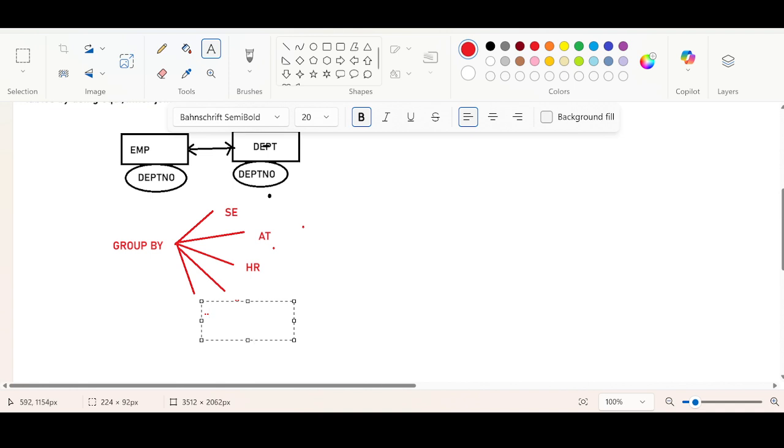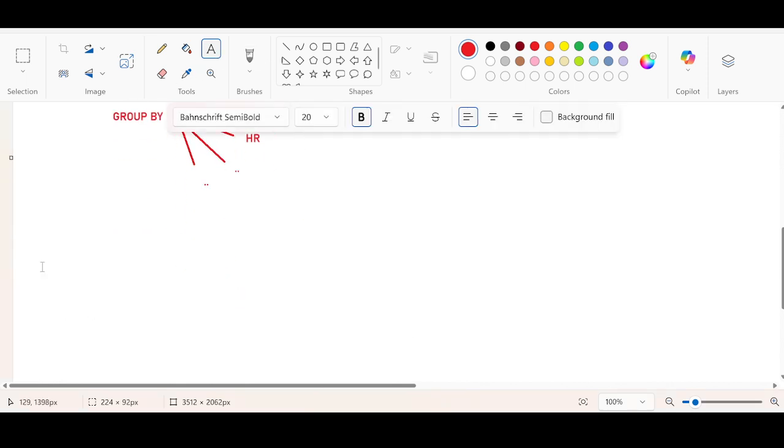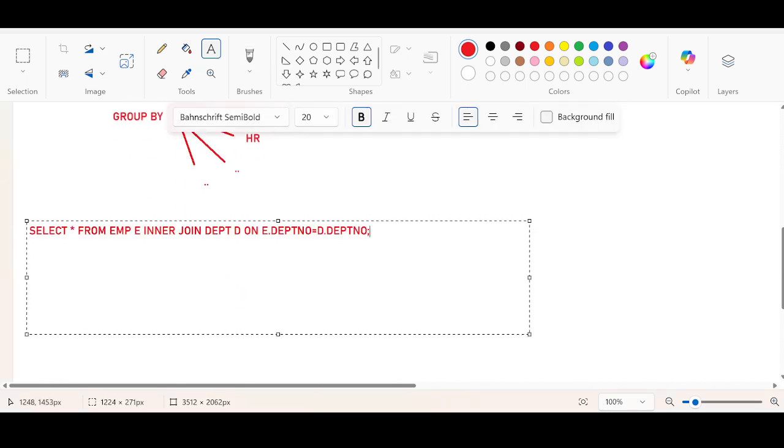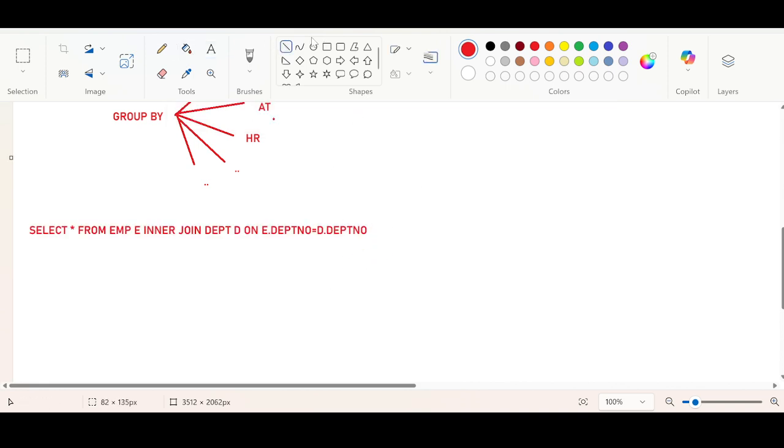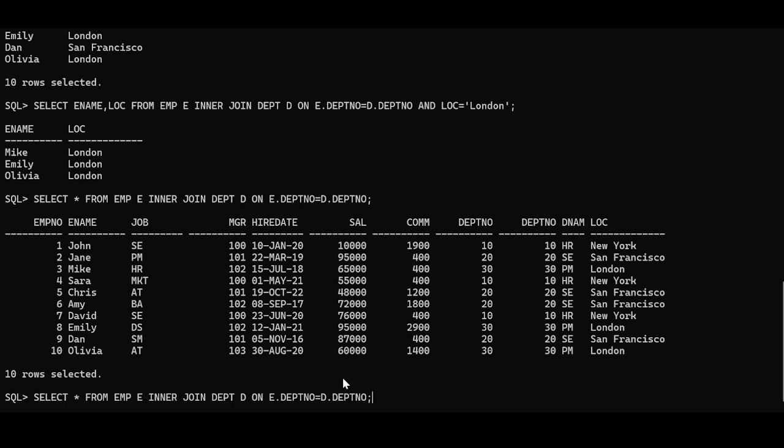First thing you can do, you can use a group by expression at the last. After joining the tables, you can use the group by expression so that all the data will be segregated. In our example, it is job, group by job. Let us do that. Same query, at the last I'm using group by.